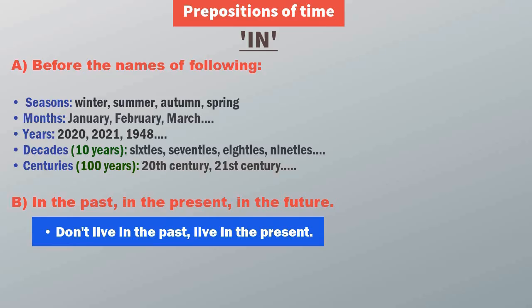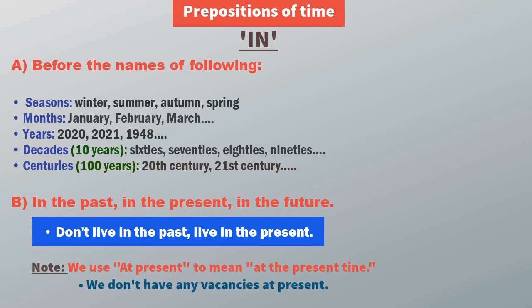We also use in with the past, the present, the future. In the past, in the present, in the future. Don't live in the past, live in the present. You must have heard this phrase. Okay? You can't say on the past or at the past or on the future or on the present. You have to use in here. But you can say at present. We don't have any job openings at present. At present means at the present time or currently.